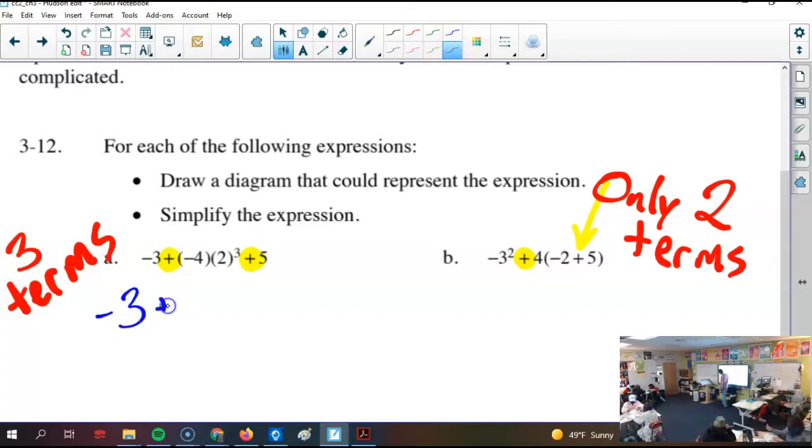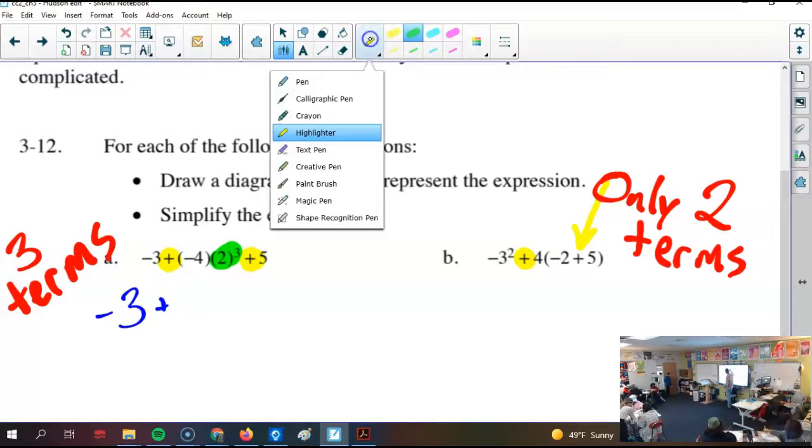There's nothing to do with -3 at first. Should I do -4 times 2 or do the 2 cubed first? The 2 cubed needs to happen first. I need to say, well, what is this actually? Well, a 2 by 2 by 2. 2 times 2 is 4 times 2, 8.